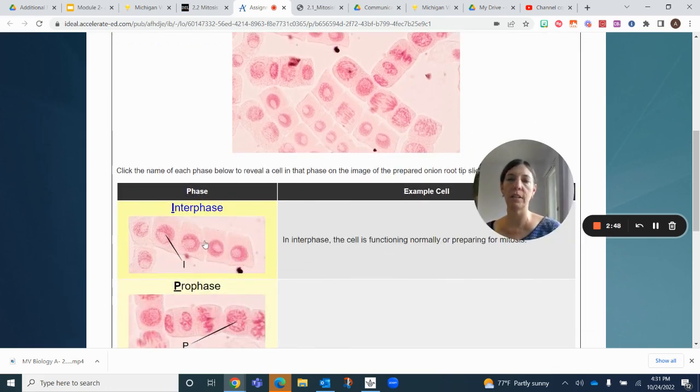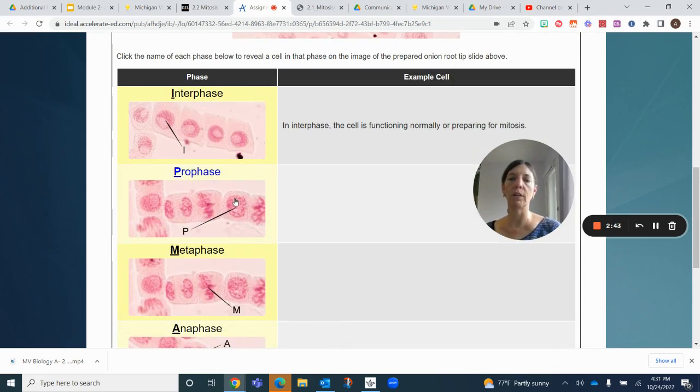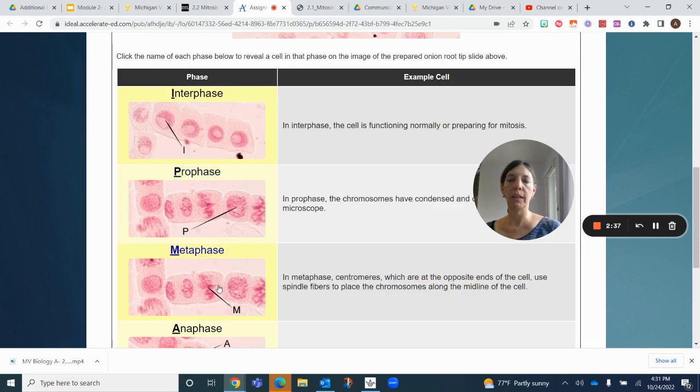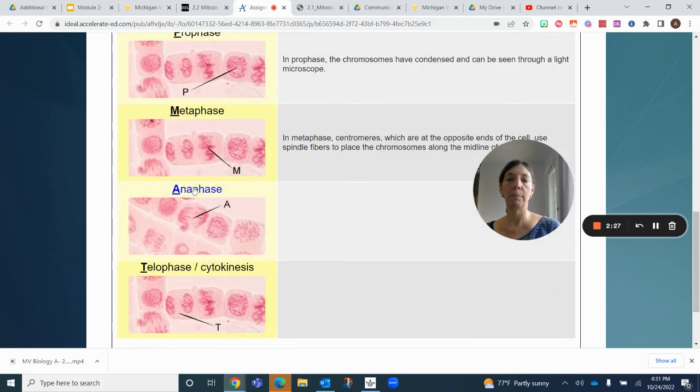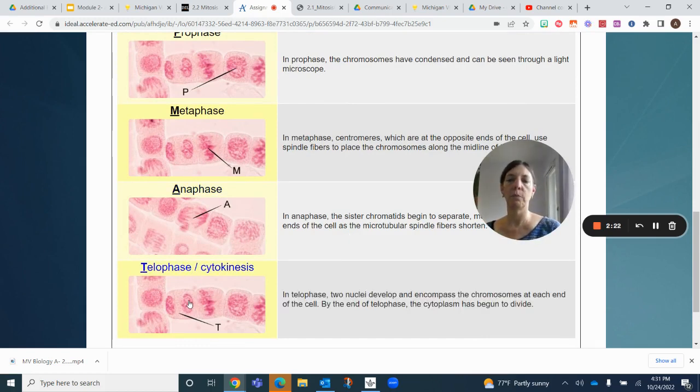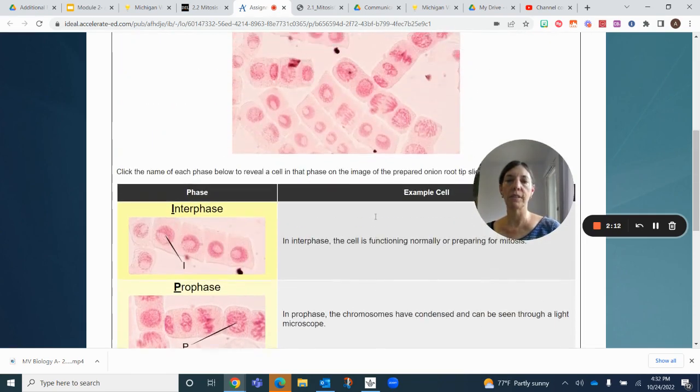Normal functioning cell, you can see that most of the cells look like this. Then you have prophase, where the chromosomes start to condense. Then we have metaphase, where they meet in the middle. The centromeres are starting to attach to these sister chromatids and get ready to pull them apart, which happens in anaphase, where they start to be pulled apart. And then telophase is again where you see these different examples of the cells starting to reform and divide into two nuclear areas. All right, so those are the different examples.